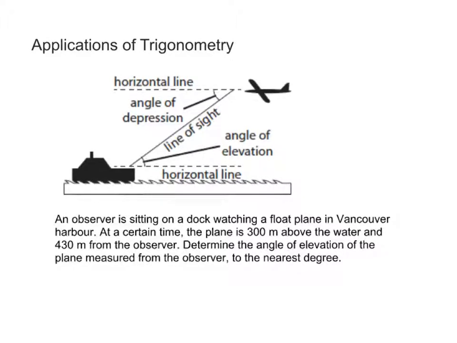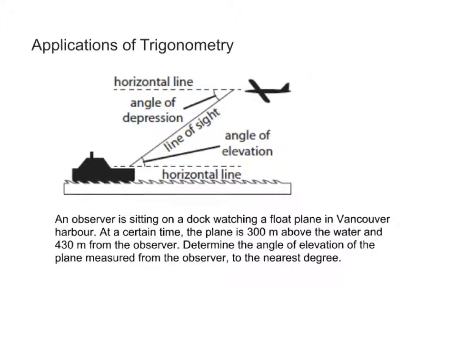The first thing we need to do when we're looking at these applications is look at some vocabulary. The main ones in here are angle of depression and angle of elevation. There's a diagram to help you understand what those are. An angle of depression is if you're looking down at something. If you're in this airplane looking down at that barge, it's the angle between looking straight out horizontally and looking down. That's called an angle of depression.